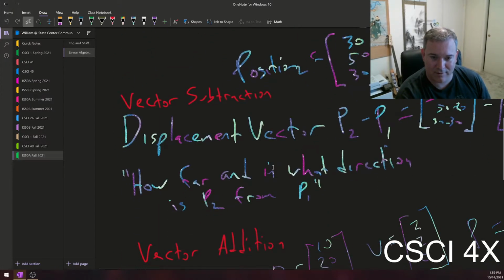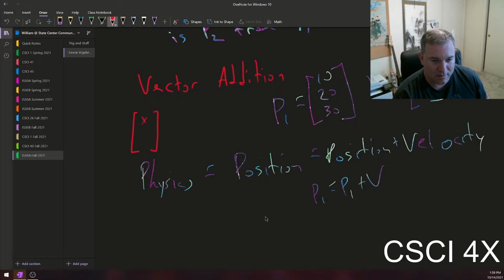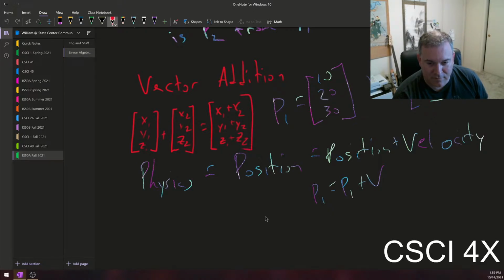So the rule for vector addition is this. x1, y1, z1 plus x2, y2, z2. If you add them together, you end up getting x1 plus x2, y1 plus y2, z1 plus z2. That's the rule for addition. Subtraction's the same, except the pluses turn into minuses.